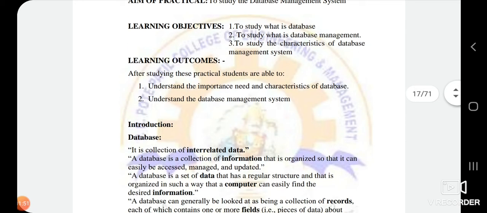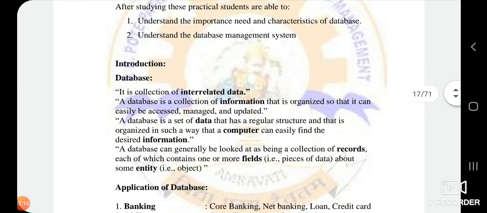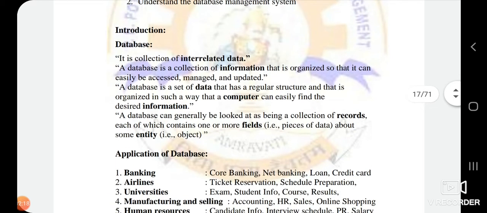And what will be the learning outcomes? Learning outcome means what you will be able to do after this particular practical of study. So what is the outcome? The outcome is, after studying this practical, the students are able to understand the importance, need, and characteristics of database. So what is the importance, need, and characteristics of database? That you will understand. And second, you will understand the database management system itself. So let us begin with the introduction.